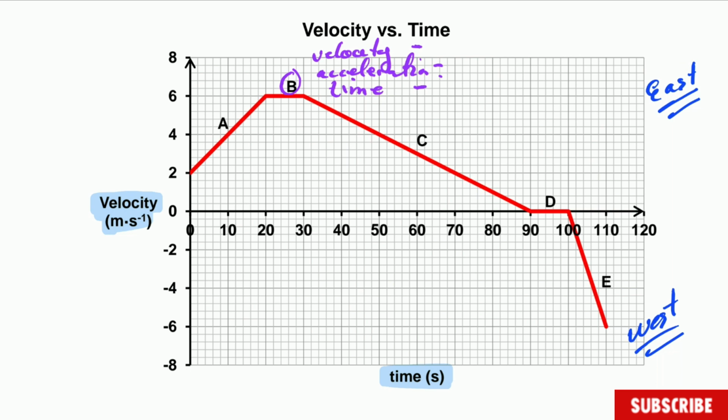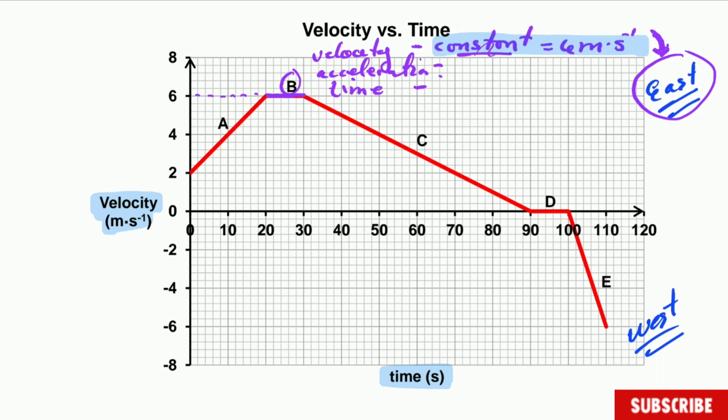Now what we can speak about is the velocity at B. You can see that the velocity, first of all, stays constant. I can see it because it is a straight line parallel to the t-axis, so it means the velocity does not change. We have the value here, which is constant and equal to 6 meters per second. In what direction? In the east direction. That is the first important thing you speak about for the velocity.